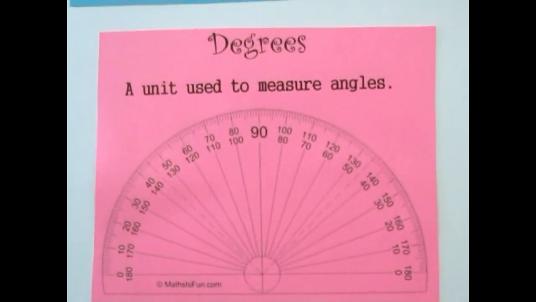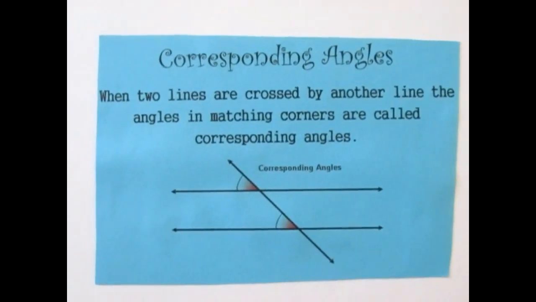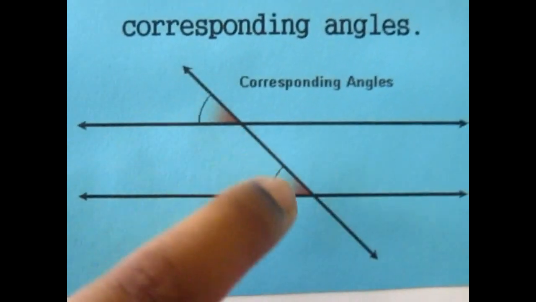Degrees. A unit used to measure angles. Corresponding angles. When two lines are crossed by another line, the angles in matching corners are called corresponding angles. The ones that are a bit reddish would be the corresponding angles.